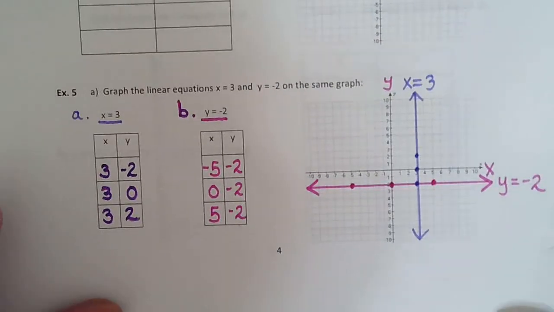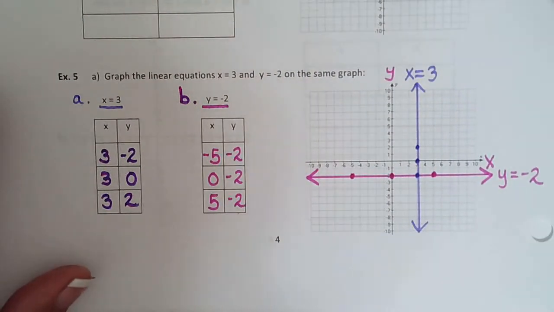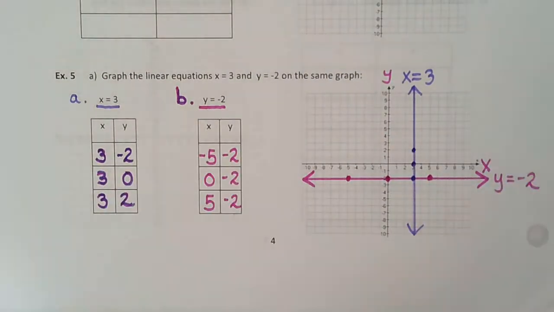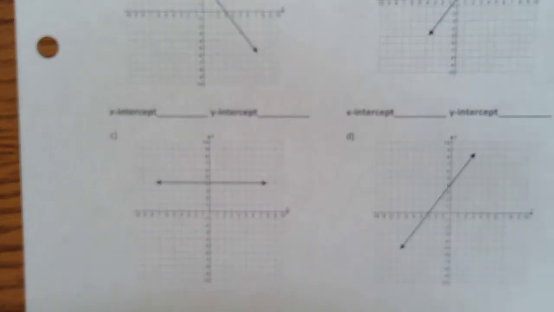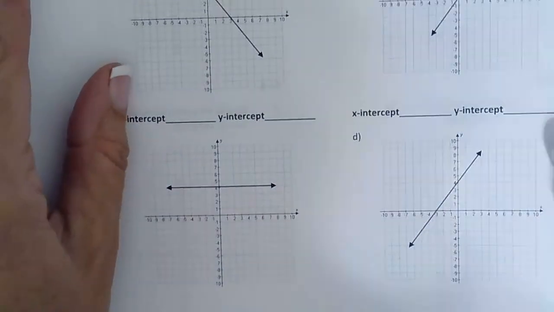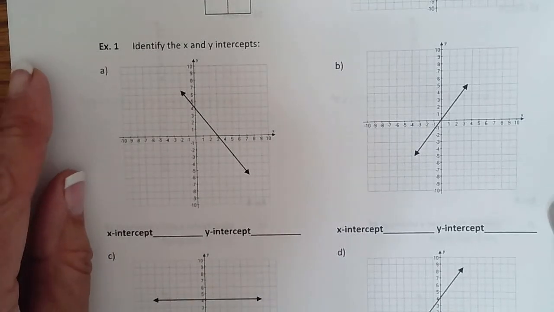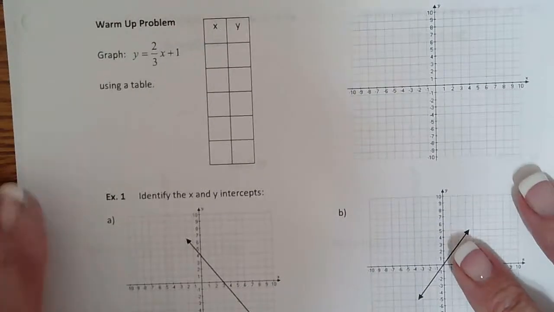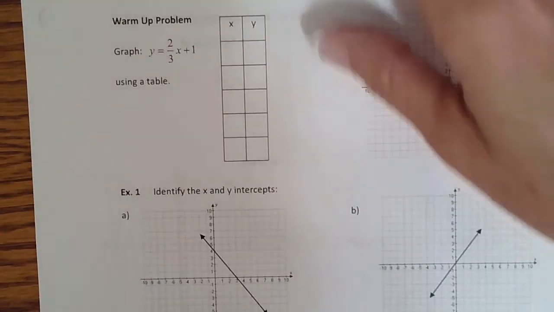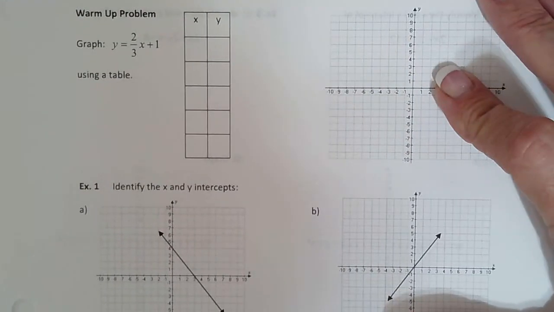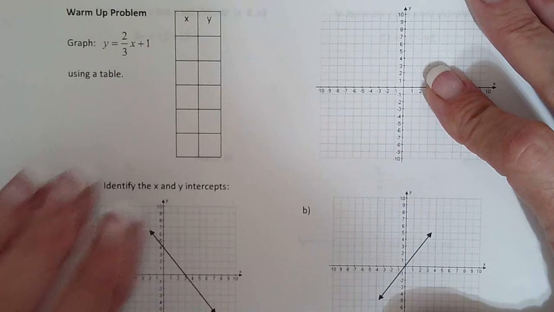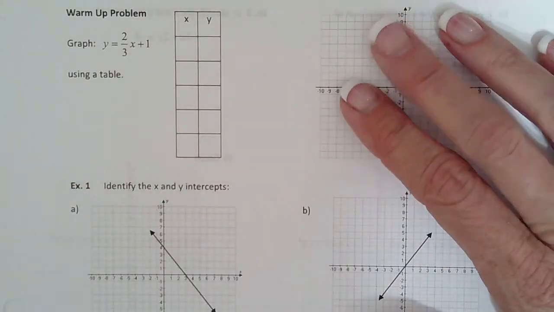Okay, so let's go ahead and go to the next page, page 5 in the same packet. For this one, we first have a warm-up problem. So let's go ahead and work on that, and then we'll move on to the new material. This looks familiar, doesn't it? We had one just like this on the other page, or was it on the practice test? Yeah, on the practice test.